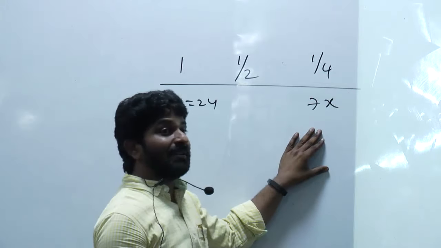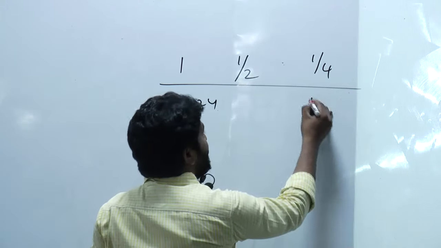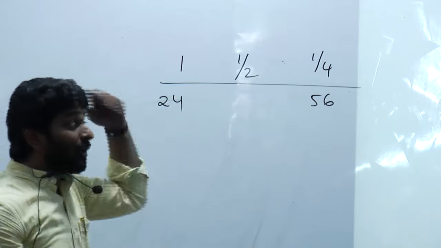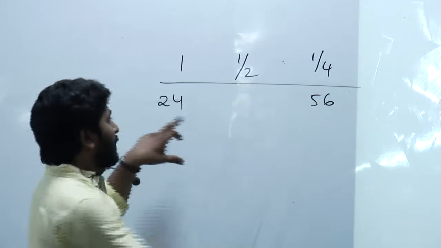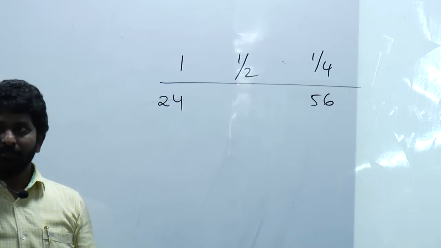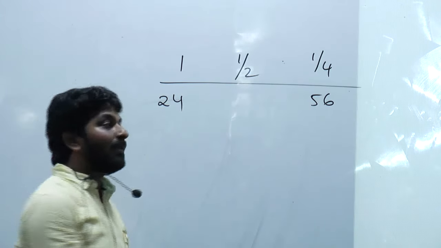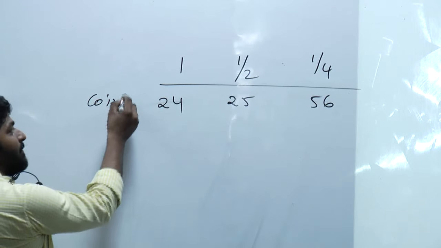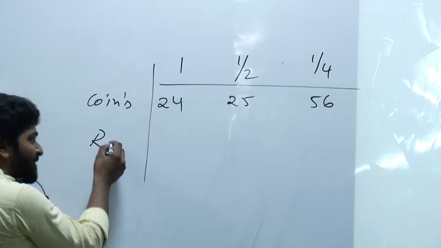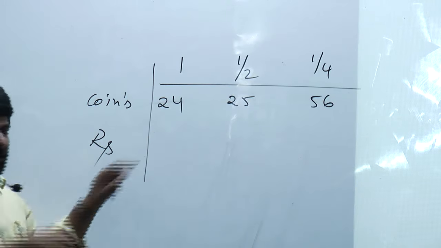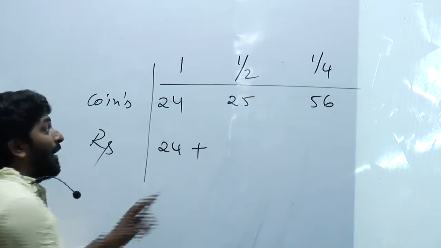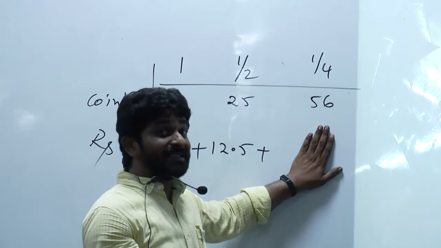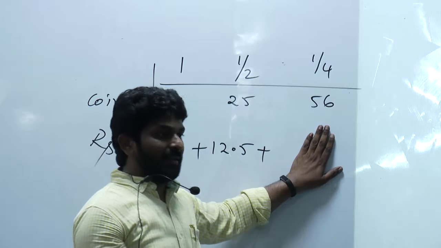Then 7x is 56. So 25 paisa coins are 56 and 1 rupee coins are 24. How many total coins do we have? 105. Out of 105 we already have 80 here. What about the remaining number? So those 25 coins should be half rupee coins. Let me calculate the amount in rupees here. I have 24 1 rupee coins, amount will be 24. I have 25 half rupee coins, amount 12 and a half. I have 56 25 paisa coins, 14 rupees.